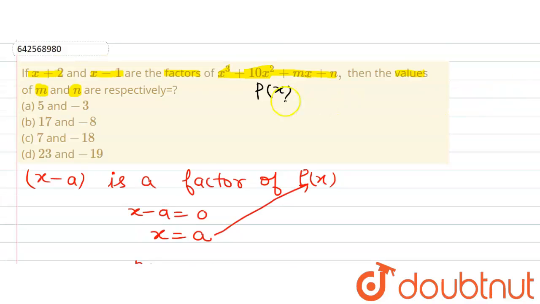Let's go to the options. So according to us, m is equal to 7 and n is equal to minus 18. Now let's check which of the options is correct. Option A says that m is 5, n is minus 3. Option B says that m is 17, n is minus 8. Option C says that m is 7 and n is minus 18. So this is the correct option and our answer to this question.